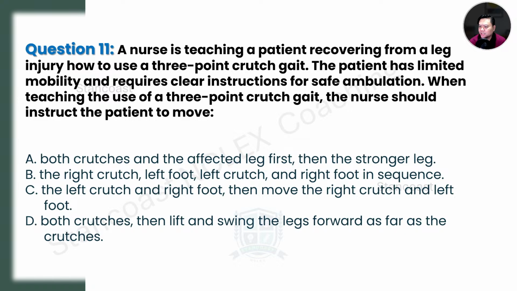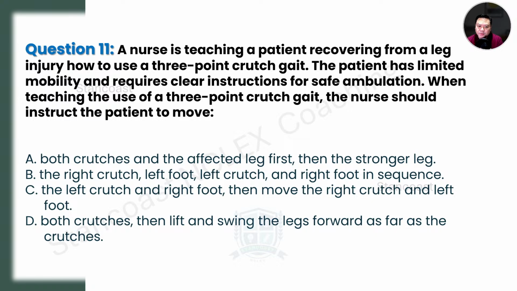The patient has limited mobility and requires clear instructions for safe ambulation. When teaching the use of a 3-point crutch gait, the nurse should instruct the patient to move: A, both crutches and the affected leg first, then the stronger leg; B, the right crutch, left foot, left crutch, and right foot in sequence; C, the left crutch and right foot, then move the right crutch and left foot; and D, both crutches, then lift and swing the legs forward as far as the crutches.